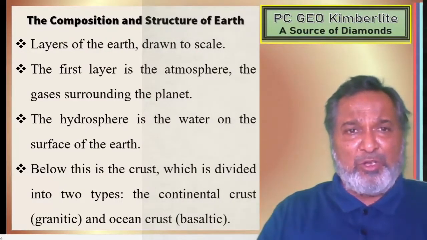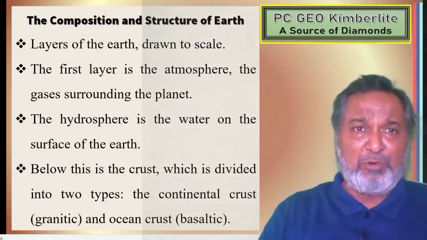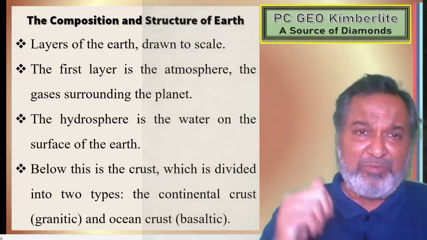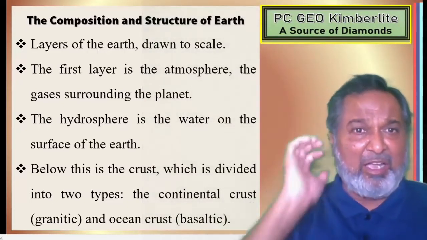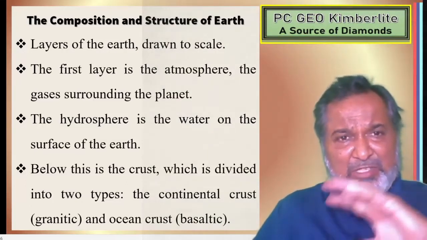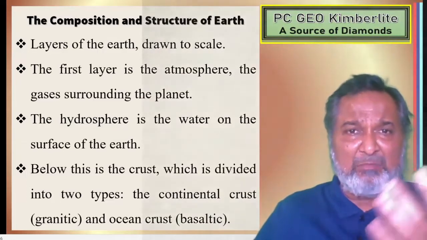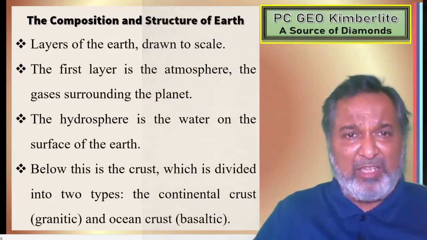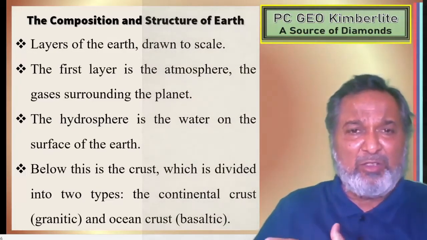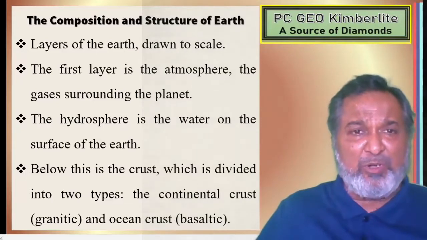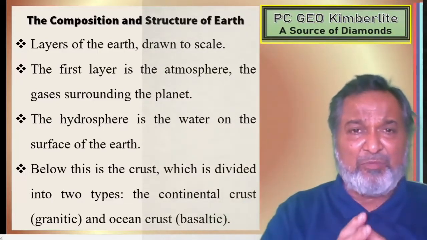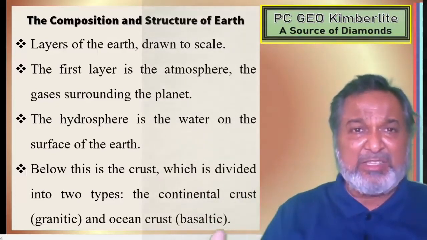The layers of the earth drawn to scale. If it is drawn to scale, the first layer is the atmosphere, the outer part, which is a gas surrounding the planet. The earth is surrounded by a blanket, and that blanket is the atmosphere. Then we have the hydrosphere. Hydro means water, and sphere. It is the layer of water which is present on the surface.